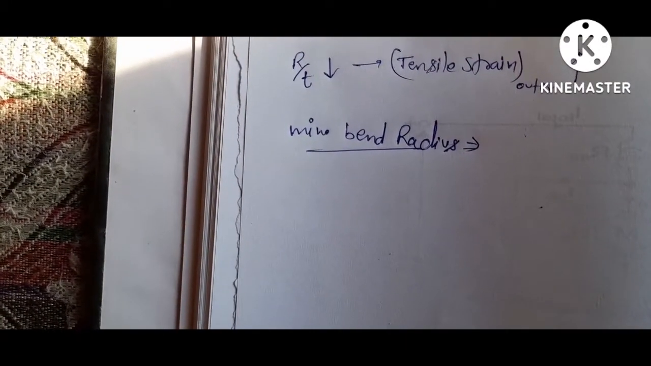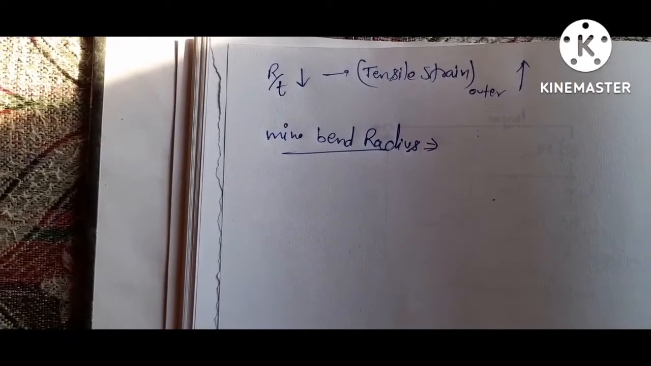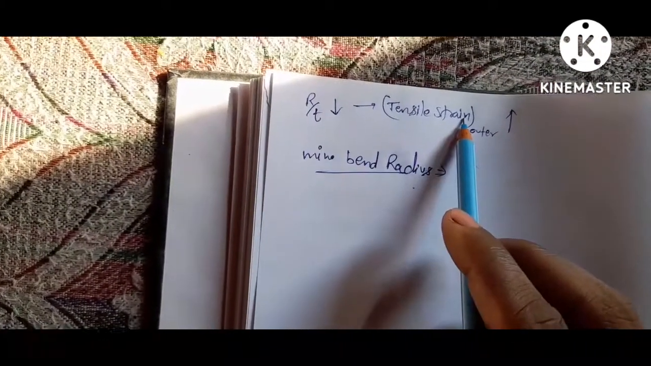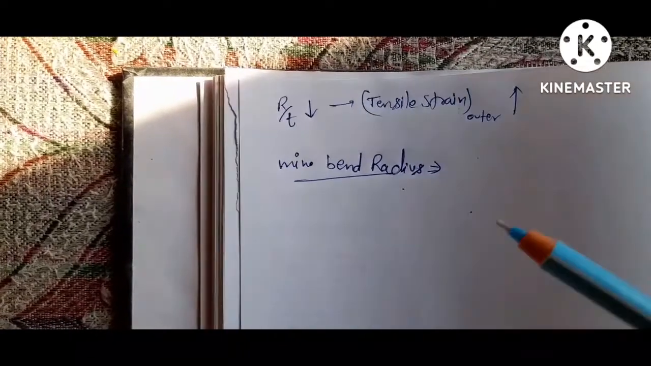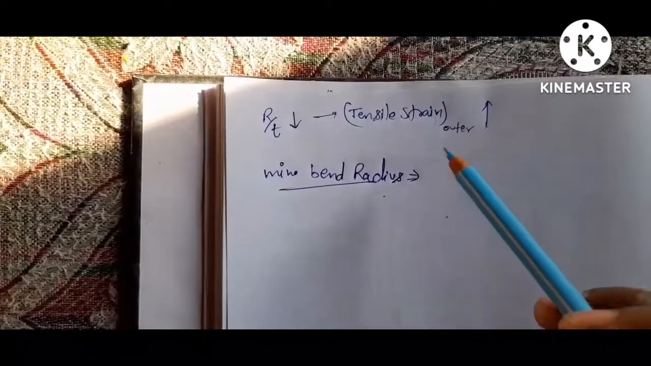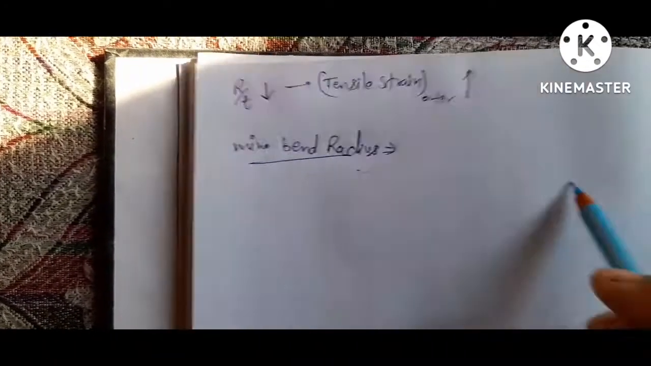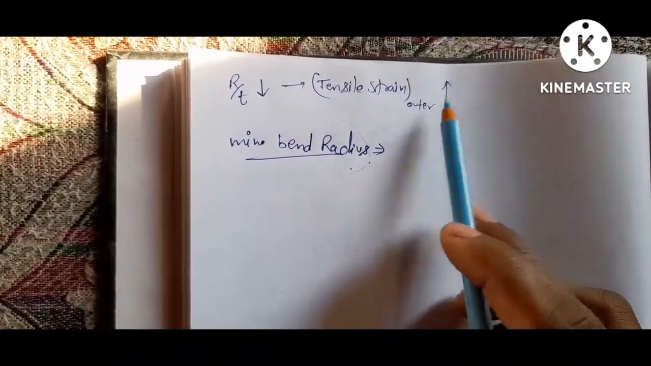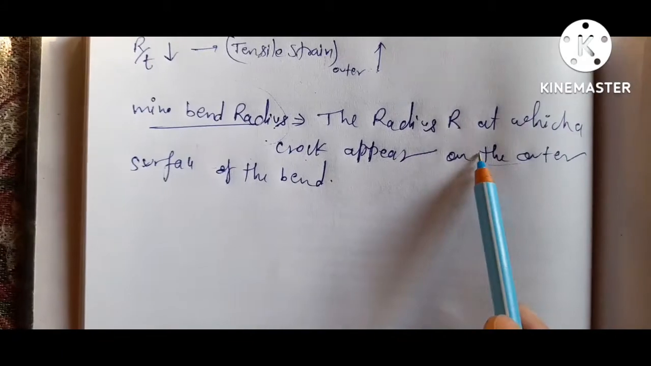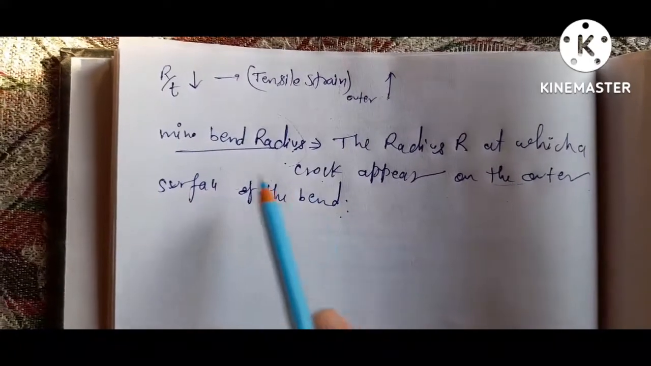Friends, the radius R at which a crack appears on the outer surface of the bend is called the minimum bend radius. If R decreases, then the strain increases, and after a certain value of strain the material will crack. This phenomenon where a crack is observed is known as the minimum bend radius. The theory is that the minimum bend radius is the radius R at which a crack appears on the outer surface of the bend.